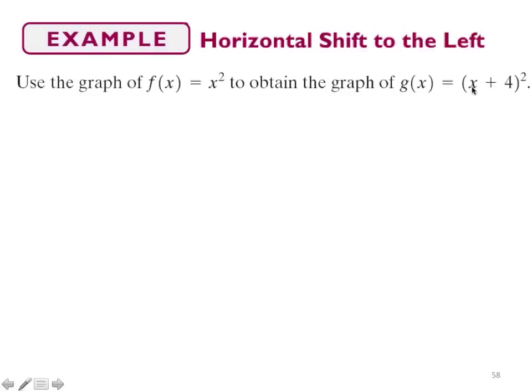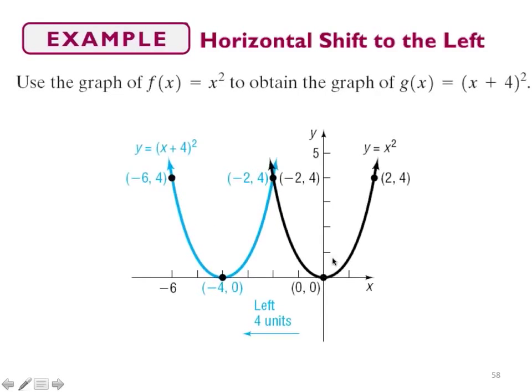Now we can also shift to the left. So if we have (x plus 4) squared, again, this is inside of my function, so it's either going to move it left or right. And since I have a plus 4, it's actually going to move it to the left 4. So I'm going to take my black graph and shift it over to the left by 4 units. And I end up with the blue one that's right here.